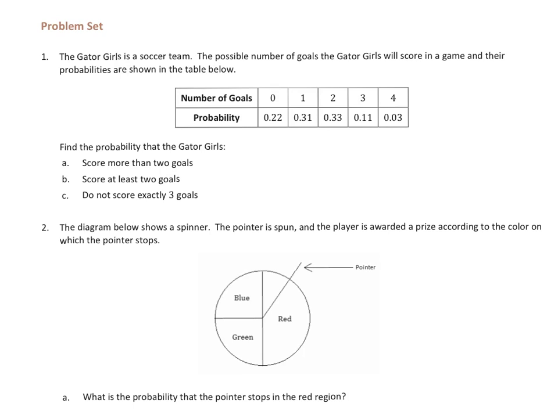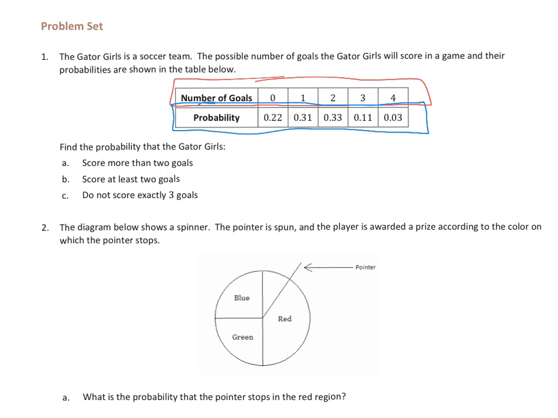Our first question is to find the probability that the Gator Girls score more than 2 goals. In order to do this, we need to understand how to read this table. So on the top line, we have the number of goals that they scored, and in the bottom, we have the probability that corresponds to each of those number of goals, and it's an experimental probability.